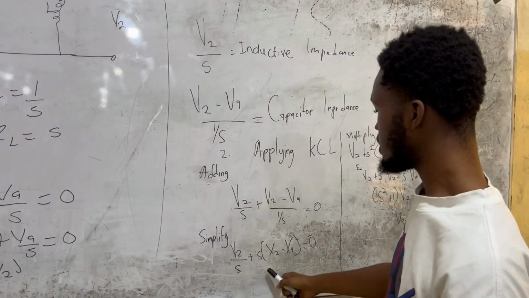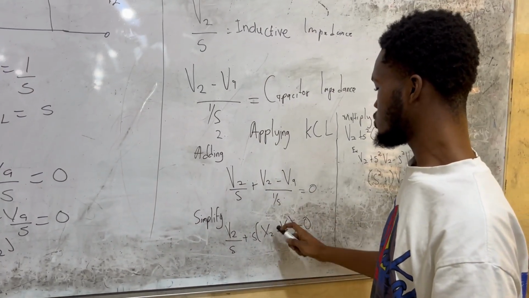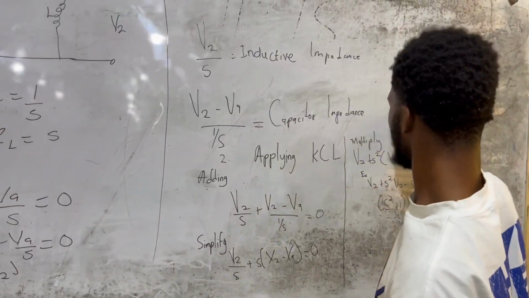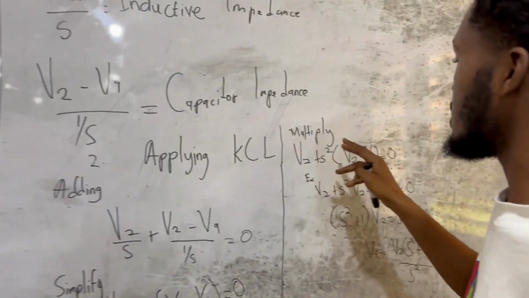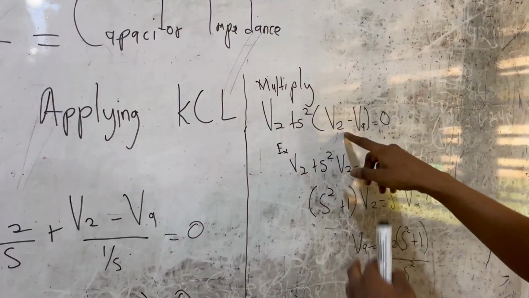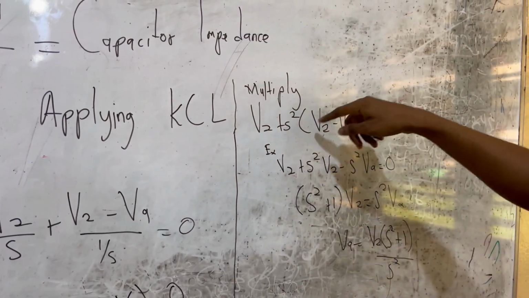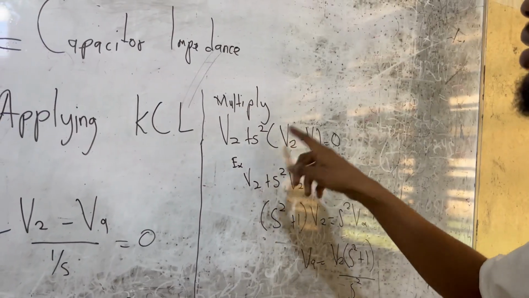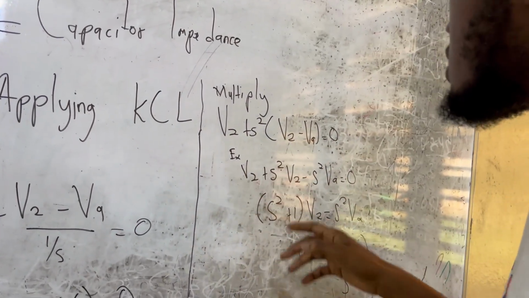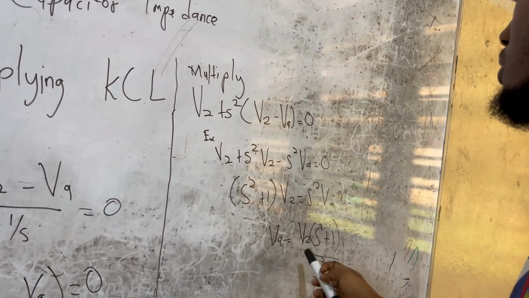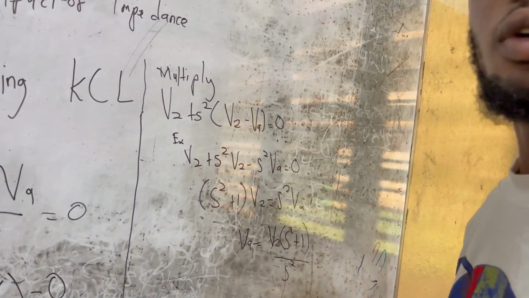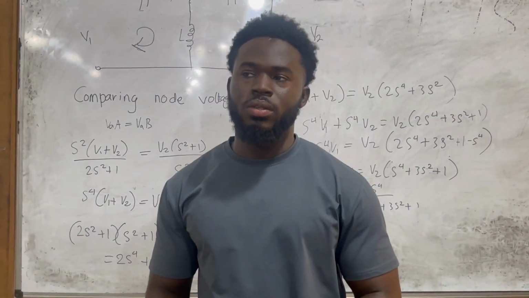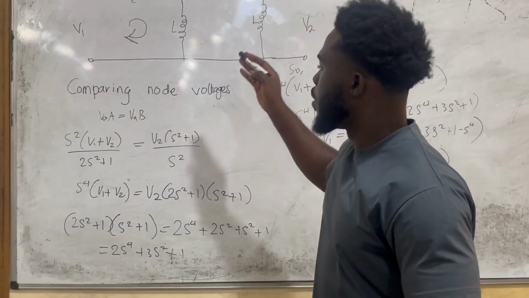Then when we simplify, we get V2 over S plus S into V2 minus VA is equal to 0. Then here you multiply everything in the bracket, and then you expand it, so when it multiplies all of them, that's what you get. Then the final answer, which you get, the VA is equal to V2 over S squared plus 1 over 4S.